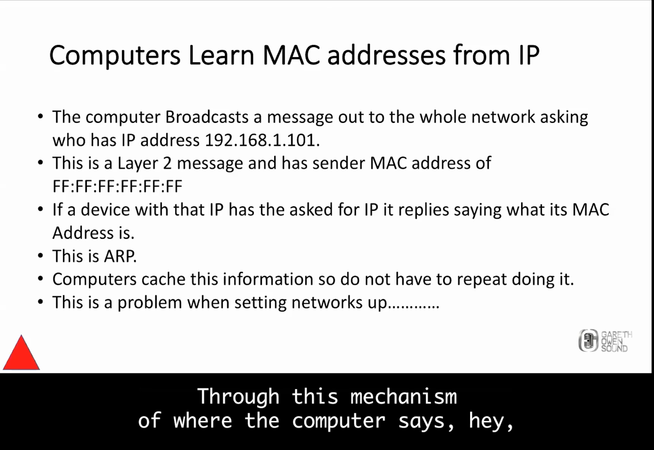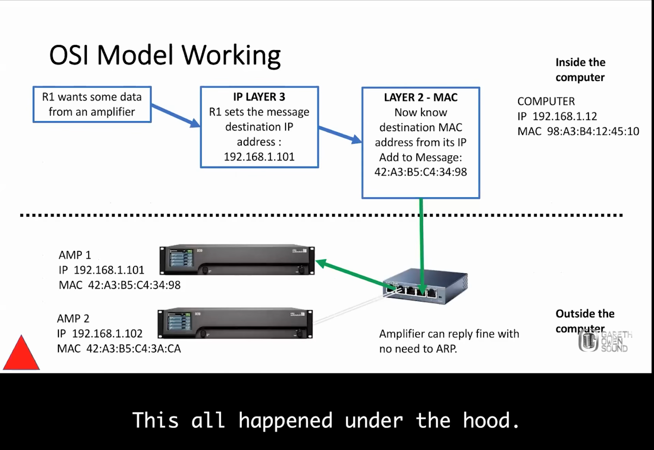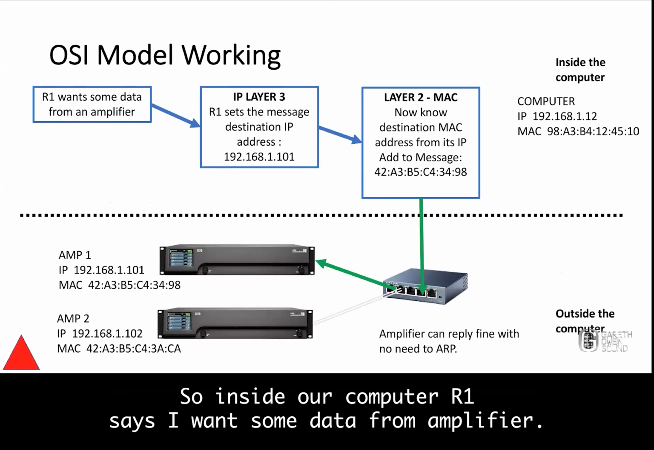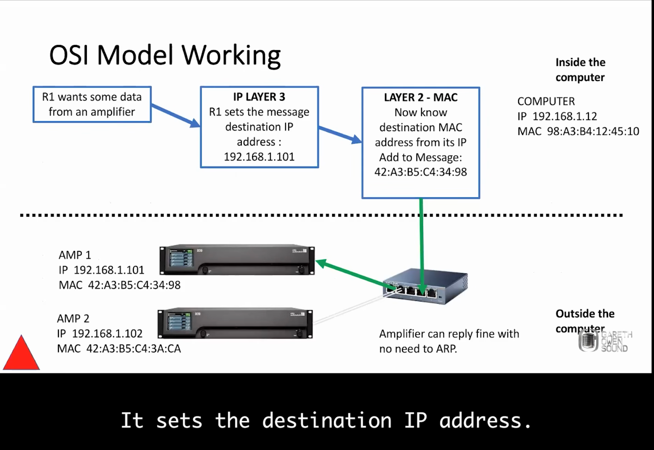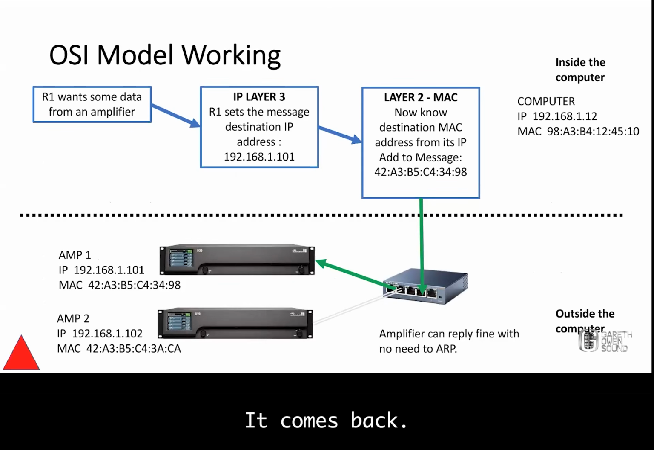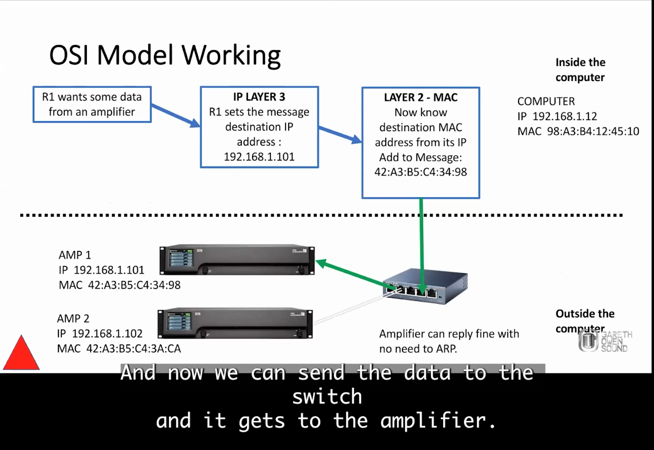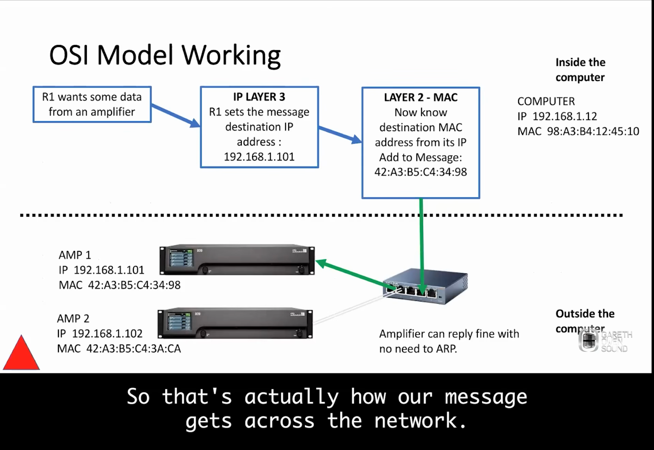Through this mechanism of where the computer says, hey, who has this IP address? What's your MAC address? This all happens under the hood. So now what goes on? Now we know the MAC address. So inside our computer, R1 says, I want some data from an amplifier. It sets the destination IP address. Then at the bottom part of our computer, it will ask who has that MAC address. It comes back. And now we can send the data to the switch and it gets to the amplifier. So that's actually how a message gets across the network.